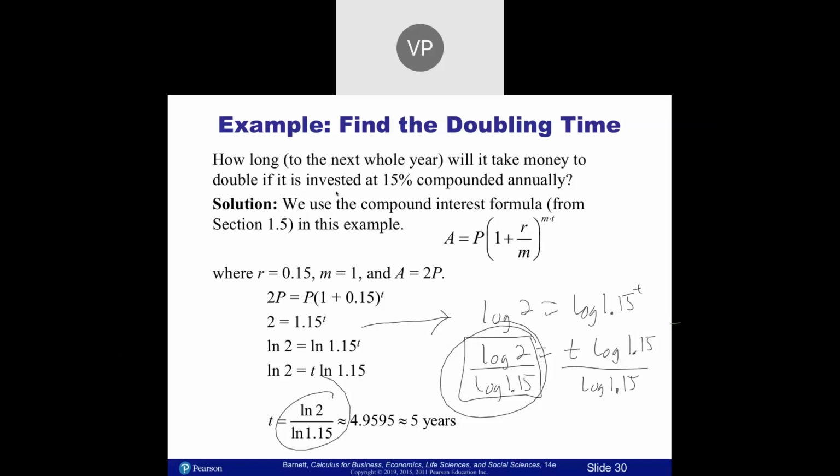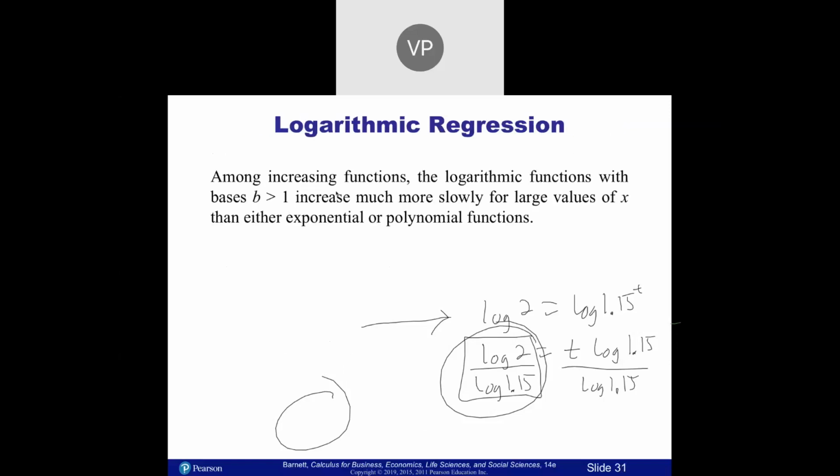Okay? All right. Now our last one is this thing called logarithmic regression.